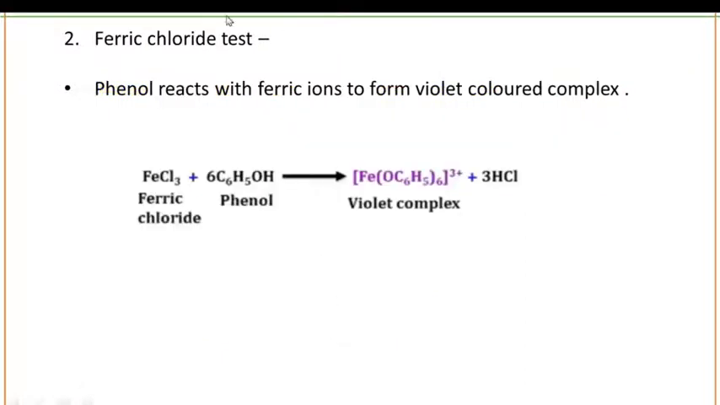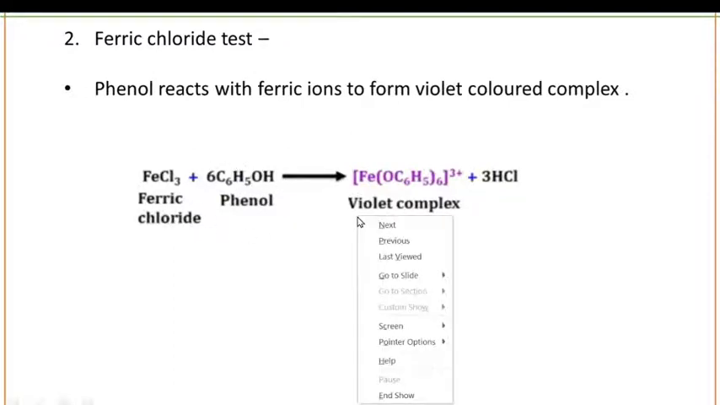Okay, next is the ferric chloride test. Phenol reacts with ferric ions, meaning phenol, C6H5OH, reacting with FeCl3, ferric chloride, then the compound will be a violet color complex. Okay, so this is also very important.